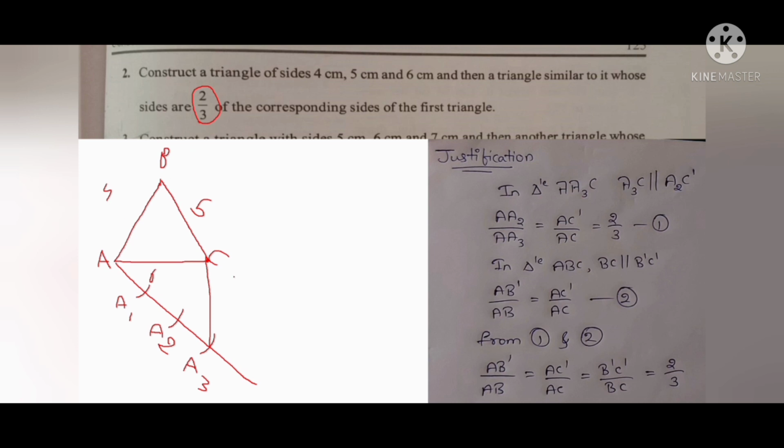Okay, so next what we have to do, you can see in the question that they have told 2 by 3. In the denominator we have done 3, so now we have to do 2. What do we have to do now, that we have to see. Okay, now from A2 to C you have to put a line, that is, a parallel line. Okay, so A3 to C, how we have done, A2 to C dash. Okay, you have to put a parallel line. Okay, you can see I have done a parallel line.